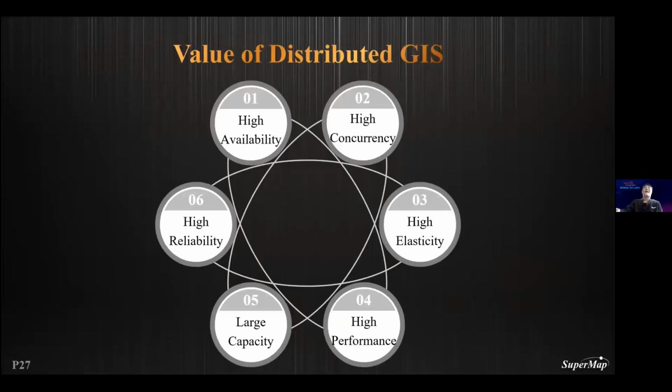So here I summarized the 5 values of distributed GIS. They are high availability, high concurrency, high elasticity, high performance, large capacity, and high reliability.